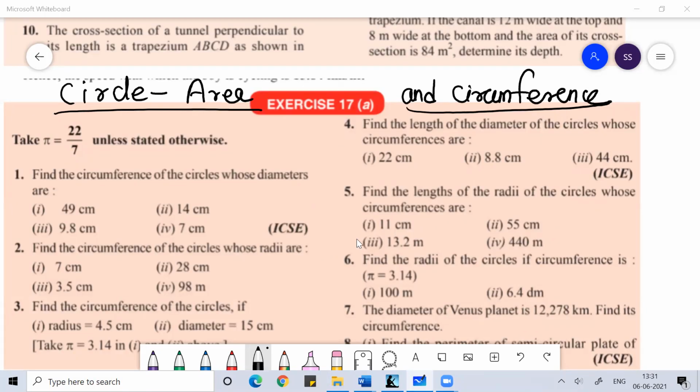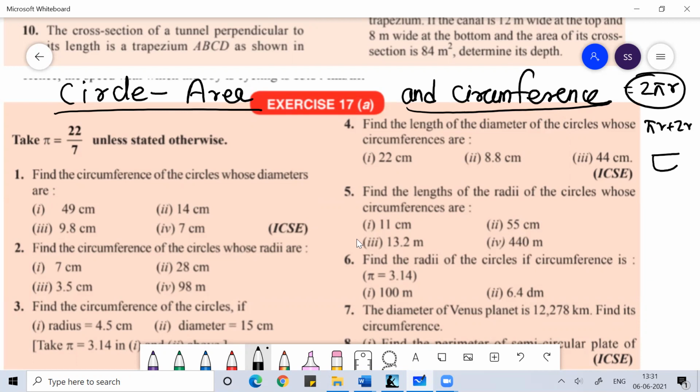So Dhoni, what is the area of circle? Pi r square. What is the formula of circumference of a circle? So circumference of a circle is 2 pi r. Yes, sir. Then what is the perimeter of a semicircle? So pi r plus 2r.